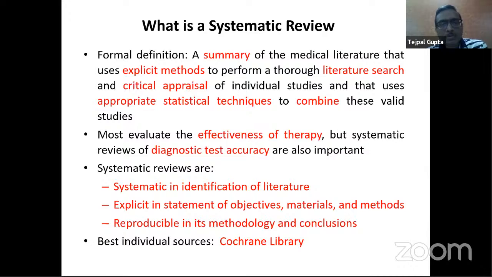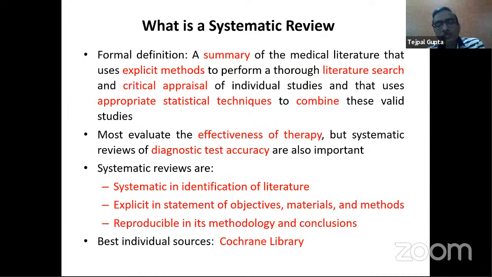Most systematic reviews evaluate the effectiveness of therapy, but you could have systematic reviews of all kinds of healthcare interventions, including diagnostic test accuracy, observational studies, prognostic studies and biomarker studies. Why are they systematic? They are systematic in identification of the literature. They are very explicit in statement of their objectives, materials, and methods, and largely reproducible in methodology and conclusions.